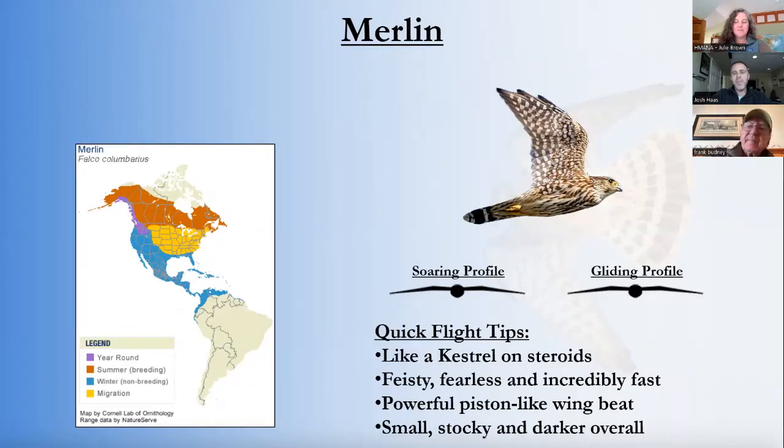So they also tend to be very feisty and fearless. So remember at the beginning when I told you that behavior is also an important identification tip. This holds so true with merlins. They occupy their space and they don't want anything or anyone in it. So regardless of whether it's a kestrel or another merlin or even a bird as sizable as a golden eagle, they're going to go after them. You're going to hear it and you're going to see it.